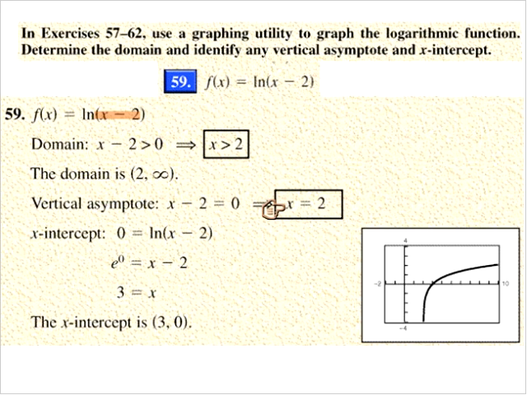And lastly, for the x-intercept, we plug 0 in for y, and we solve for x. So let's change this to exponential form. Remember, my base is e. My 0 becomes the exponent, and I set it equal to the x minus 2. Remember, e to the 0 is the same thing as 1, because anything to the 0 power is always 1. Don't forget that rule. And if I add 2 to both sides, I get x equals 3. So the x-intercept is (3, 0).